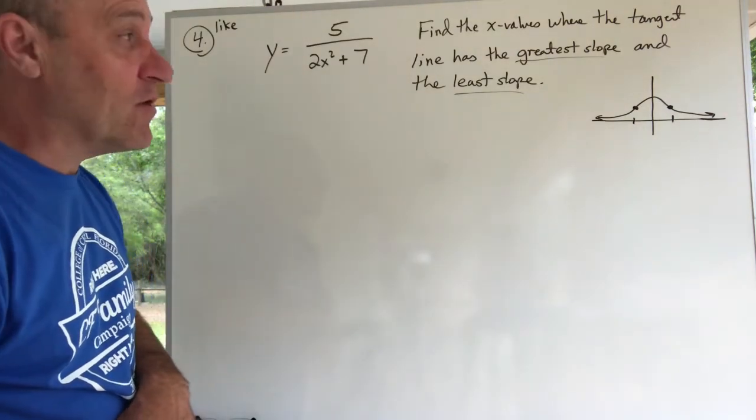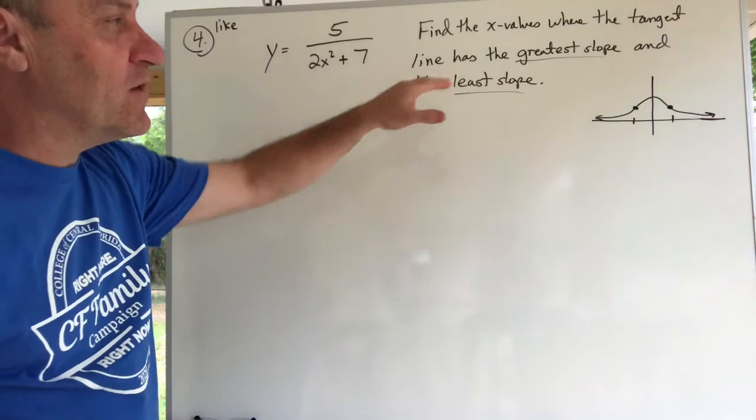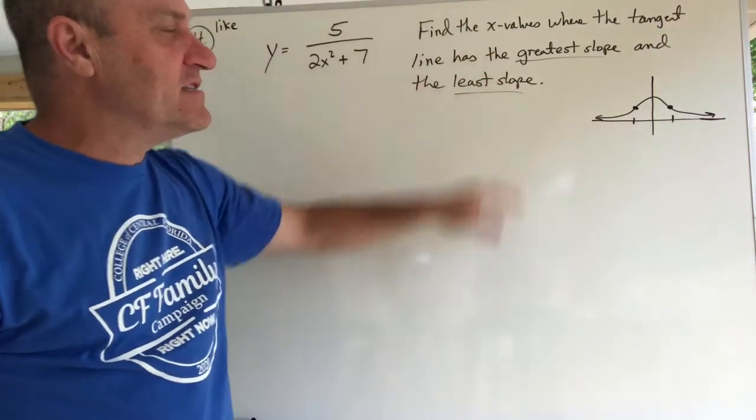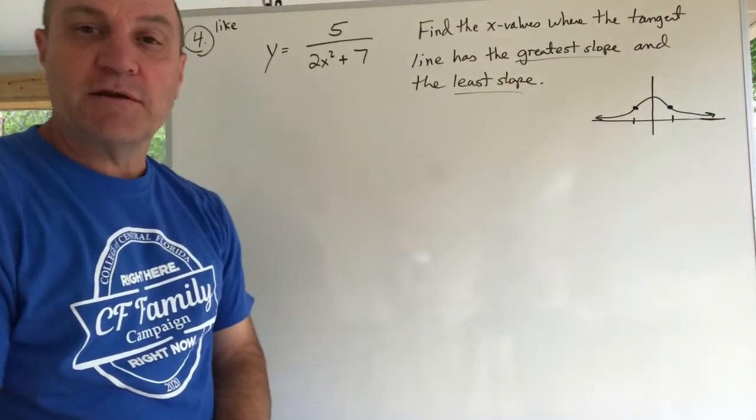So this is going to take a little work. But first I want to explain what it was. The greatest slope or the least slope turns out to be those inflection points.